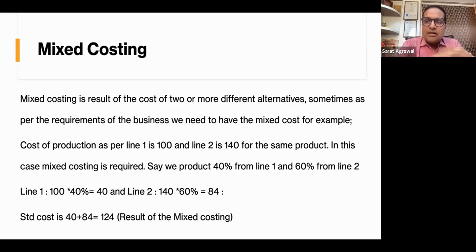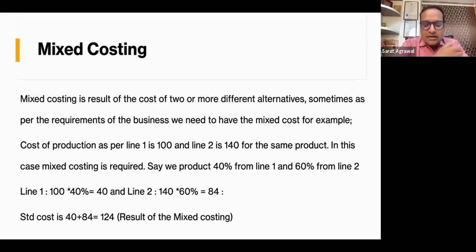So here, the concept of mixed costing comes into play. Here we have to decide how much percentage of our total production we are going to manufacture from line 1 and how much percentage of our total production for that month we are going to produce from line 2. In this case, let's say we have taken an example, 40% we are going to manufacture from line 1 and let's say 60% we are going to manufacture from line 2.